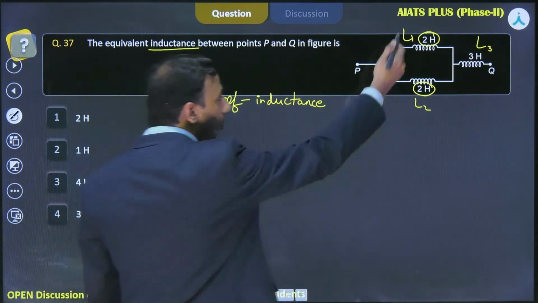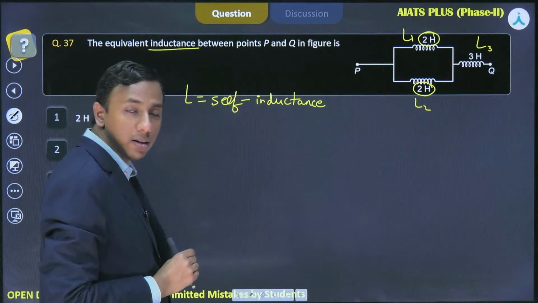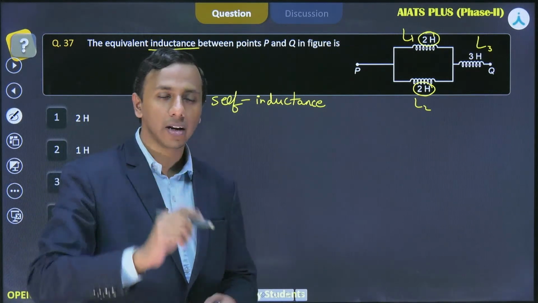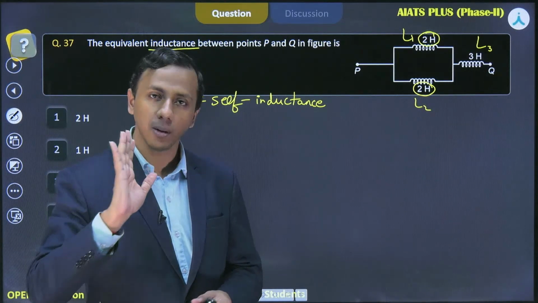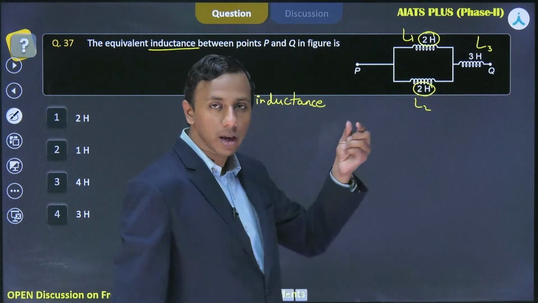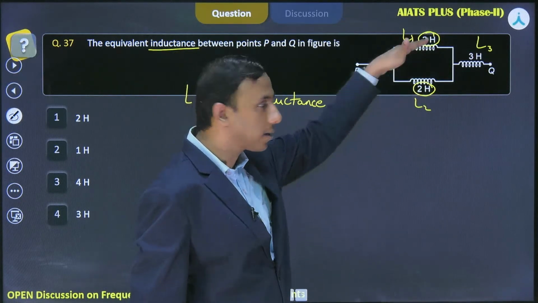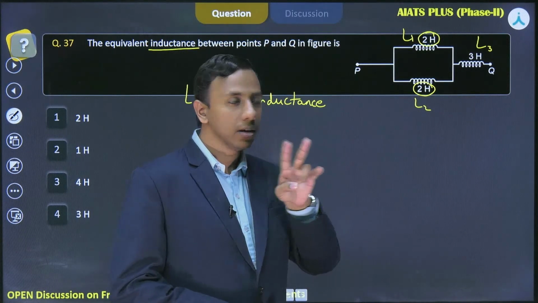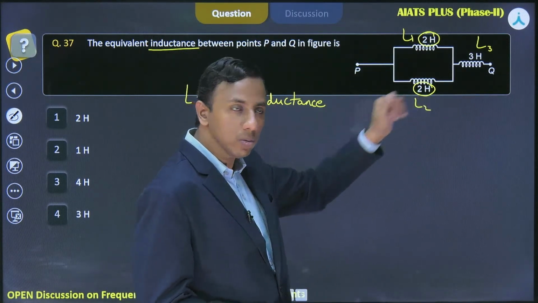And what happens when resistors are connected in parallel? Which formula will we use? 1 by R equivalent is equal to 1 by R1 plus 1 by R2, right? Or if the resistors are equal, having the same resistance R and R, what will be the equivalent resistance? Two resistors are connected, so the equivalent resistance will be R by 2, right?